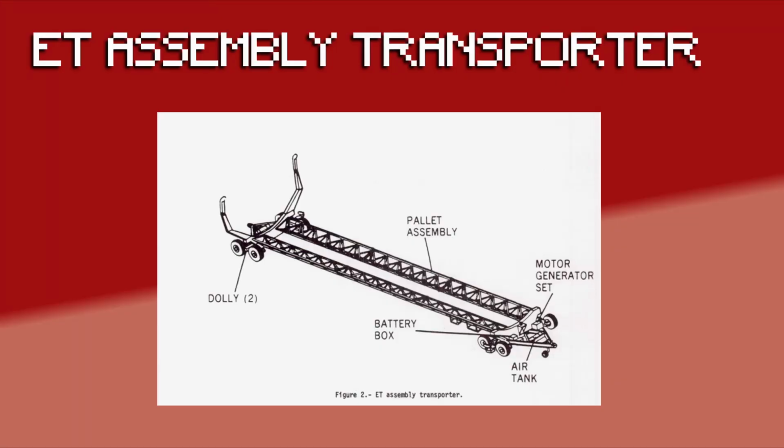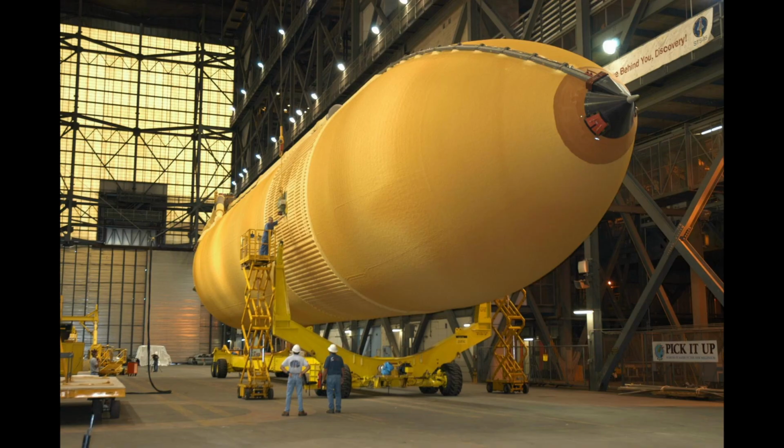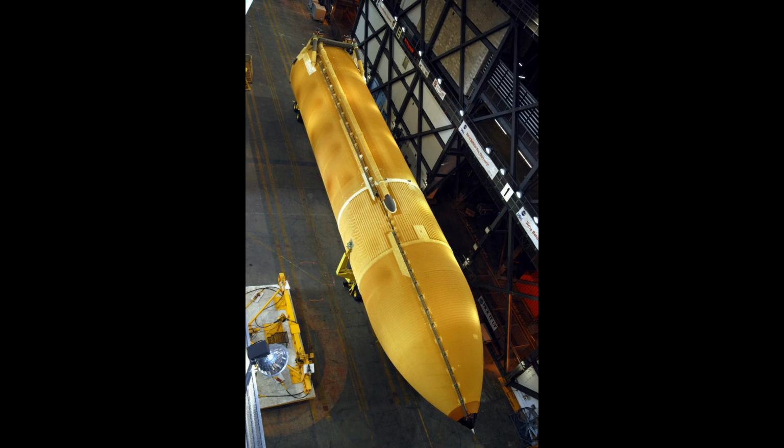The external tank is delivered to the VAB in a single piece, and a specialised vehicle is used to transport it, called the External Tank Assembly Transporter. I found a nice photo of it inside the VAB from STS Mission 118, and this gives us something to build in the VAB, and also the challenge of rebuilding the external tank lying down in a horizontal position. So let's go.